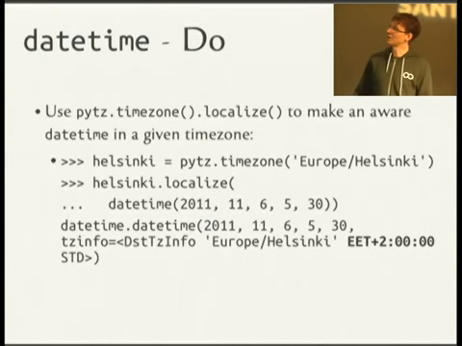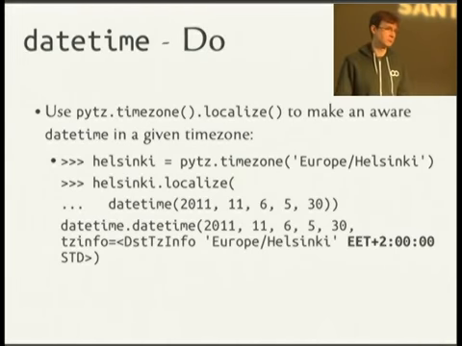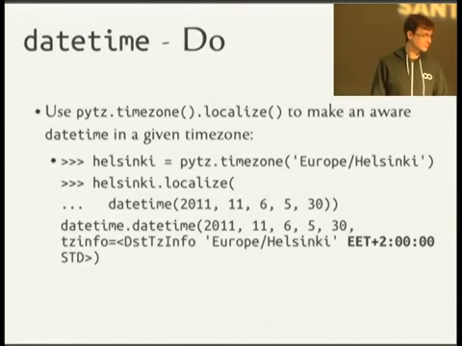If you need to make a local time, if you have the wall time and you know what time zone it's supposed to be in, you should use pytz's time zone localize method. And this will give you the right answer. In Helsinki on November 6th, 5:30 in the morning, their time zone was EET, UTC+2. And as far as I know, that's what it was.